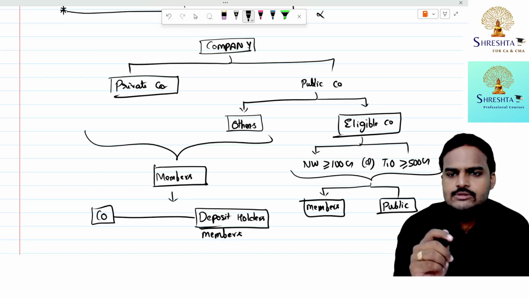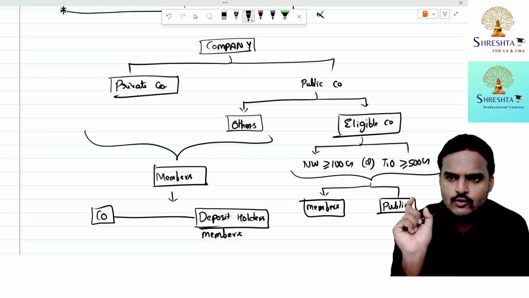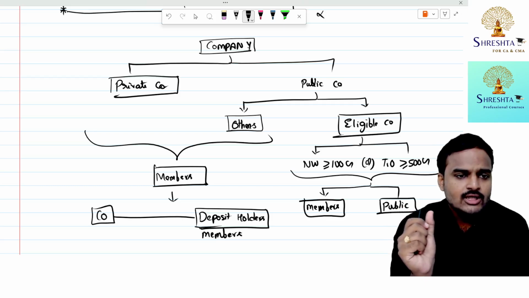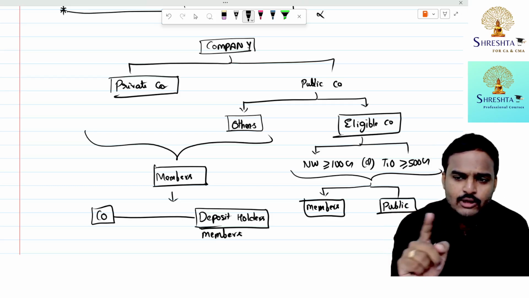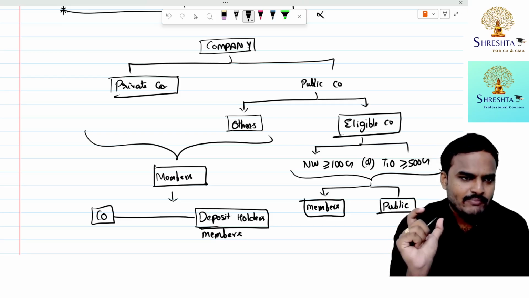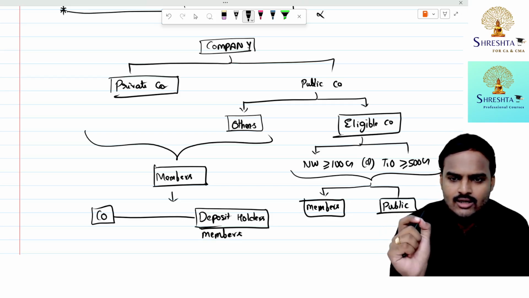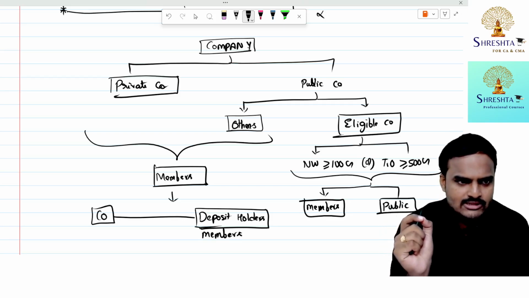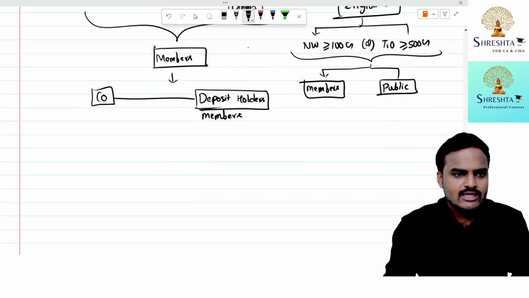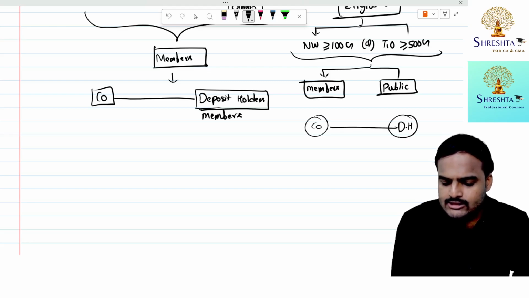So companies, how many types? Two types. Private company. Private company can accept deposits from whom? Members only. Now coming to public companies, an eligible public company can accept deposits from members and can accept deposits from the public. Whereas ineligible public companies, or all other public companies, can accept deposits only from members. So in the last case, the company is accepting deposits from deposit holders. These deposit holders may be either members or non-members.